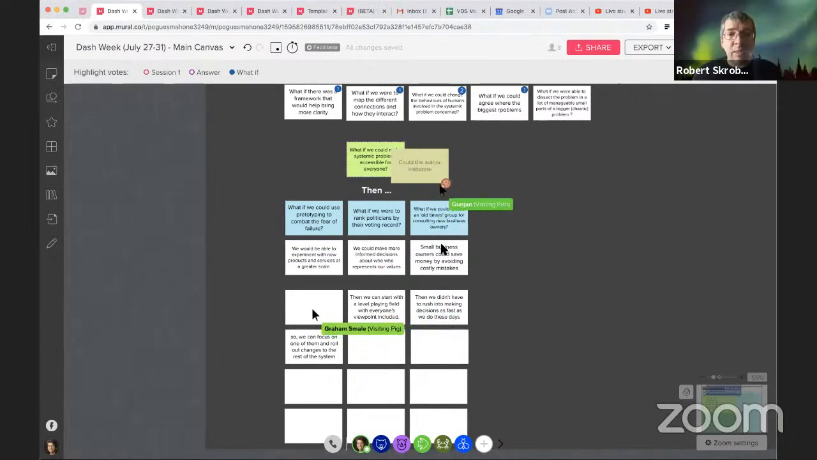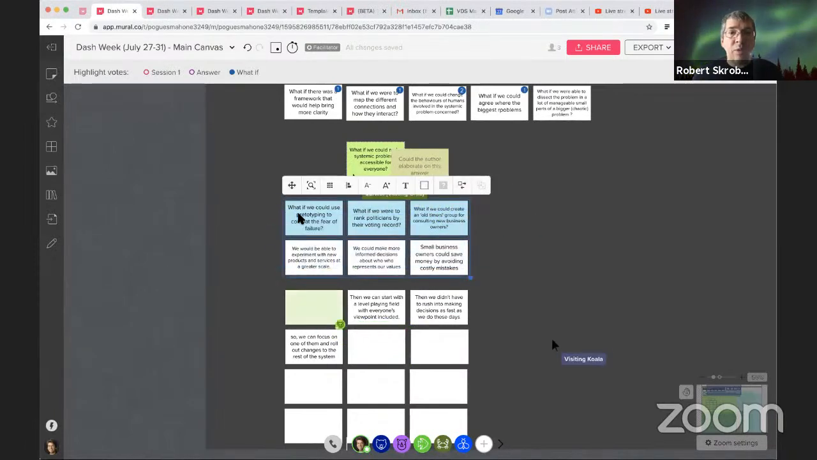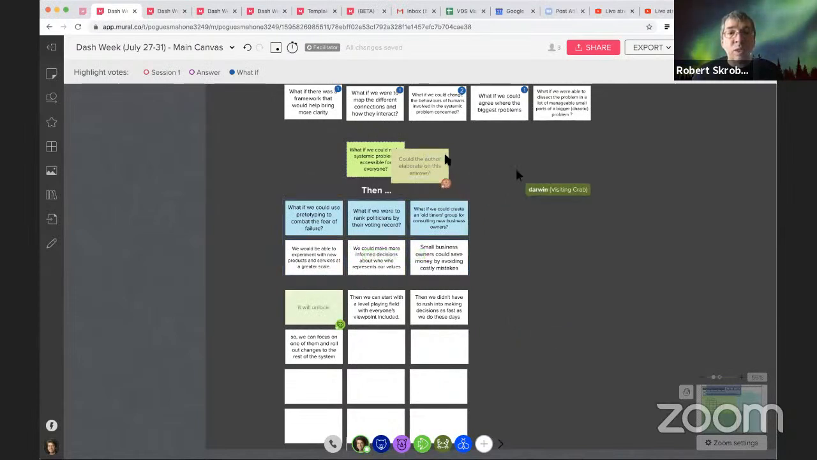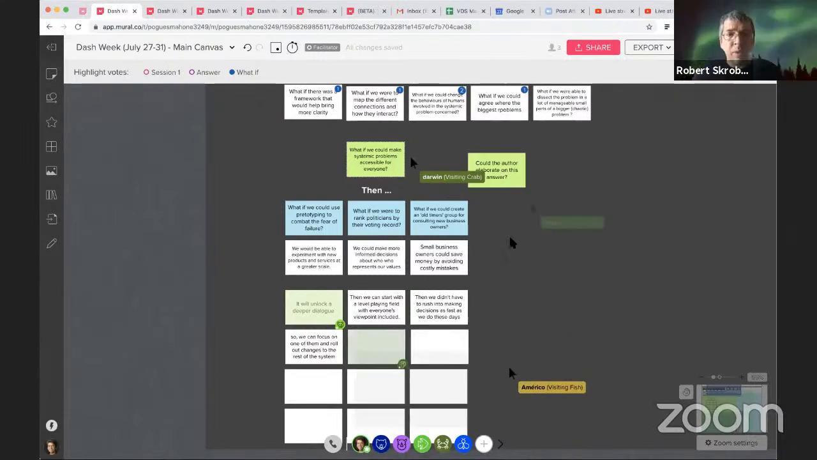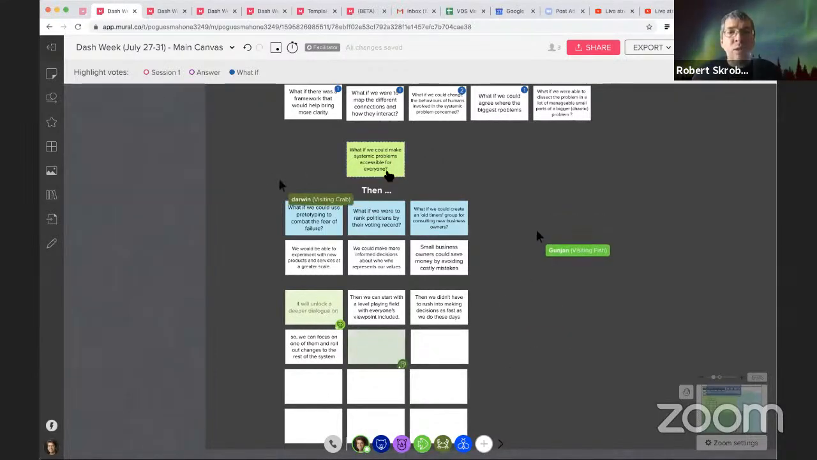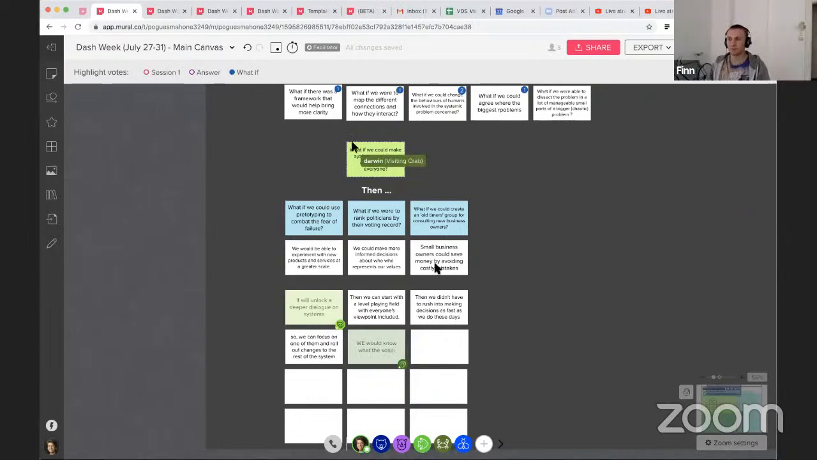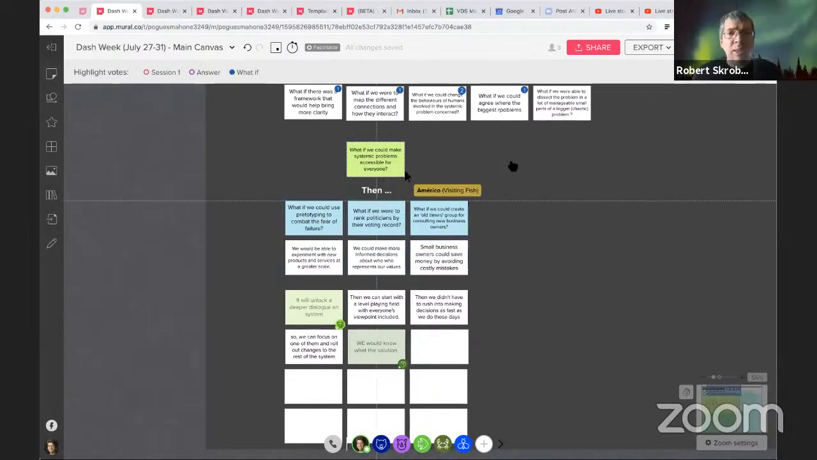So I'll leave those examples over to, could the author elaborate on this answer? Oh, that's a good thing. So the person that said, what if we could, actually, hang on, let me move that card out of the way because I can't read the question entirely. There we go. So who was the person that did, what if we can make systematic problems accessible for everyone? Who was the author of that one? It was me. Okay, Finn, can you elaborate on that a bit?